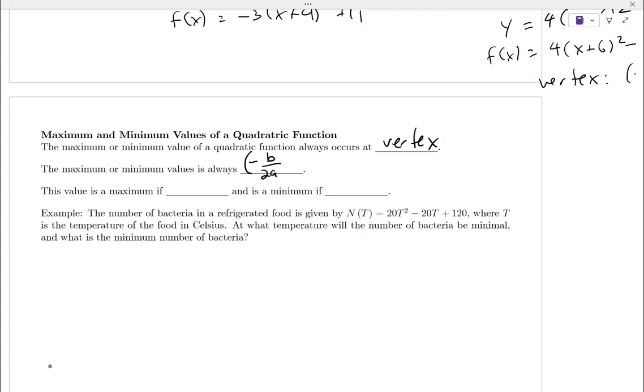The important part is, how do we find the y coordinate? Well, if I have an x coordinate, how do I always find the y coordinate for a function? If I have an x, what do I do with it to find the y? Plug it back in, right? So the y coordinate will be f of negative b over 2a.